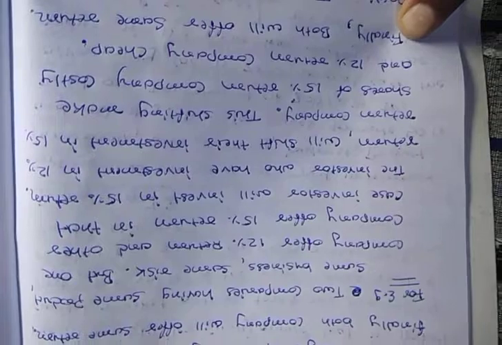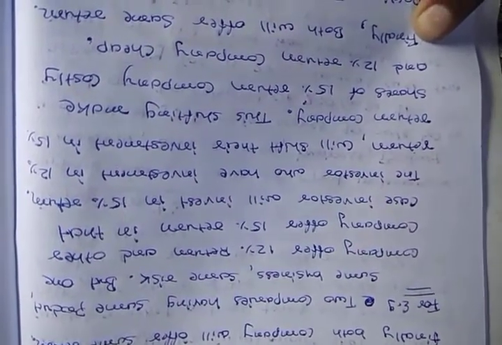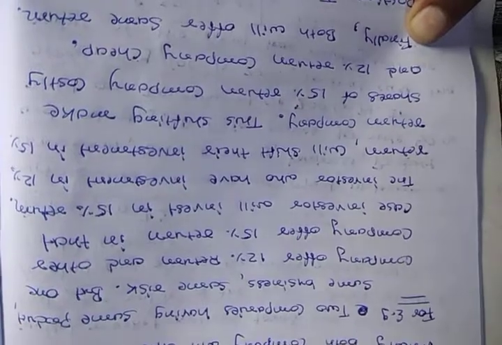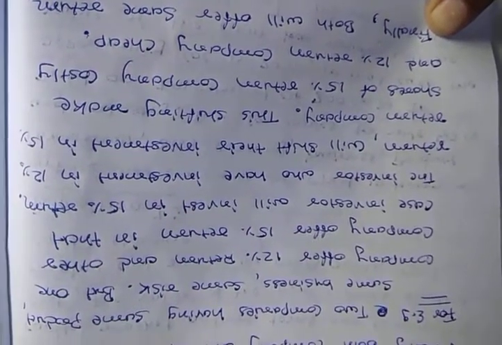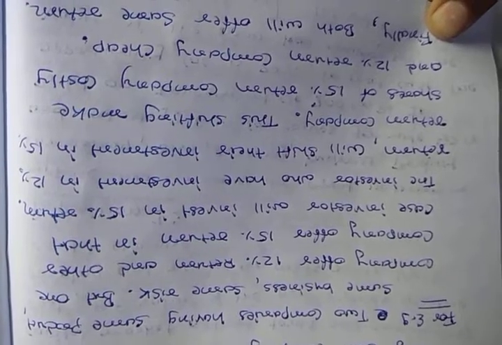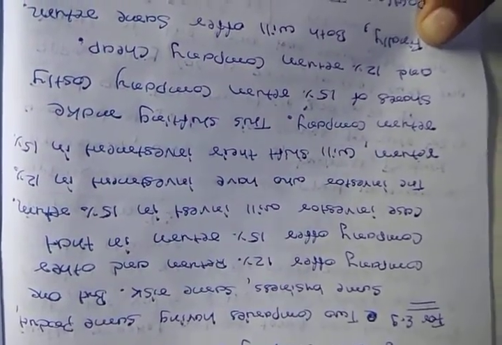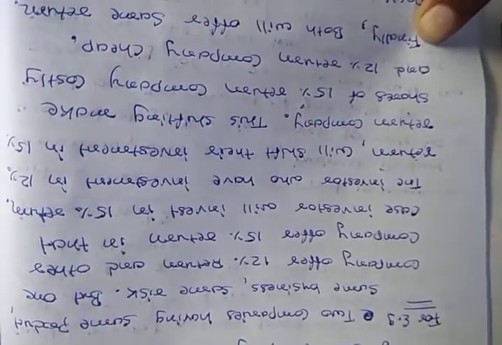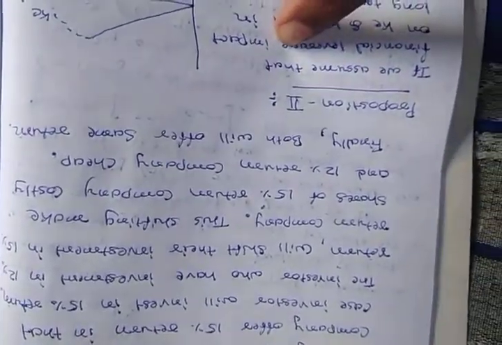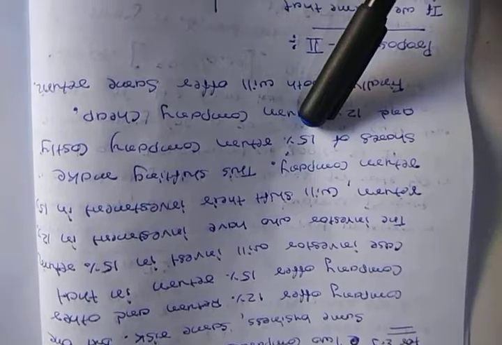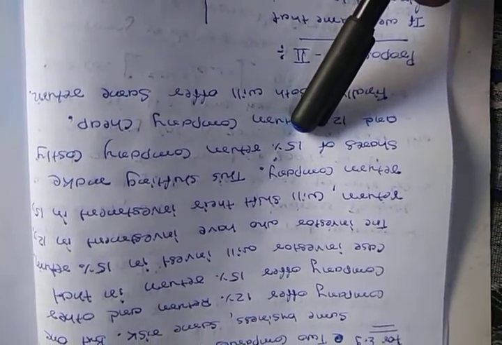Now see, in that case, any sound investor will definitely invest in the company which offers the higher return, that is 15%. The majority of investment will divert to the company which offers 15%, and those who already invested in the 12% company will shift their investment to the 15% company. This shifting increases the demand for the 15% return company, and the share price will go up and become costly.